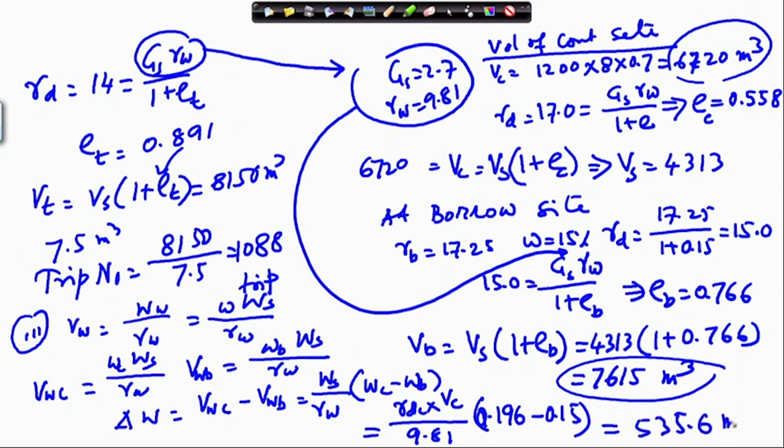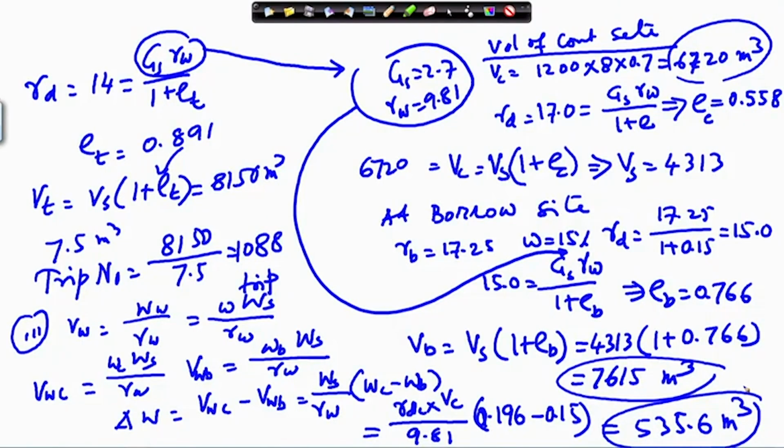535.6 meter cube. So that means, from the borrow side, the amount of soil you are taking, in that soil you have to add this much meter cube of water, and then compact, then only you will get the desired thing. So I will get the continuation of this, that means two more parts, they are quite small.